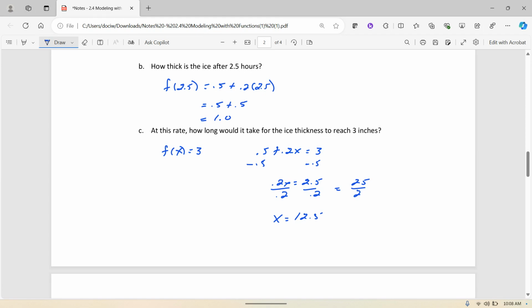Now 12.5 what? X represents time in hours. So 12.5 hours is how long it will take for the ice to reach 3 inches. Okay.